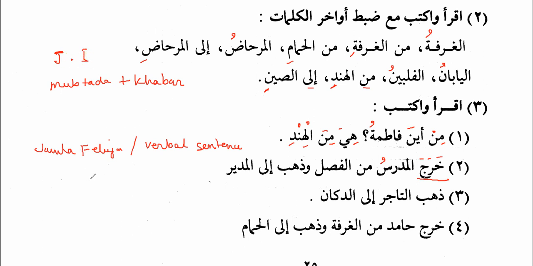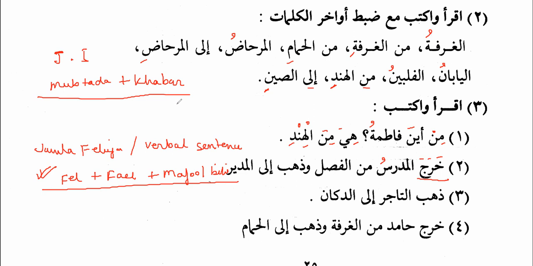And what is the formula of jumla fa'iliya? It is fi'l plus fa'il plus maf'ul bihi. Maf'ul bihi means object. So this is the main formula, and this is very important. You need to memorize this. It will help you in learning Arabic grammar, and this is the way I teach my students the grammar. Mubtada and khabar, fi'l and fa'il. You will always see the fi'l first, then the fa'il. And if you want to construct an Arabic sentence, you will go according to this formula.